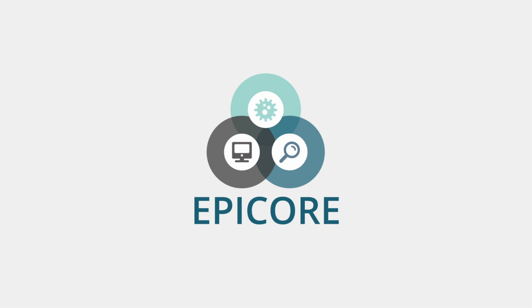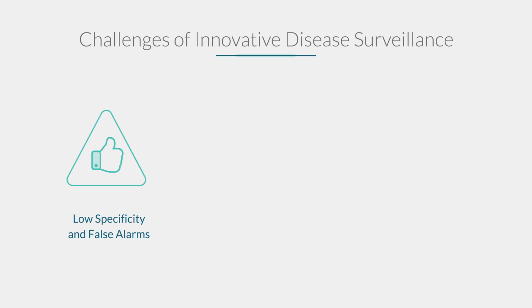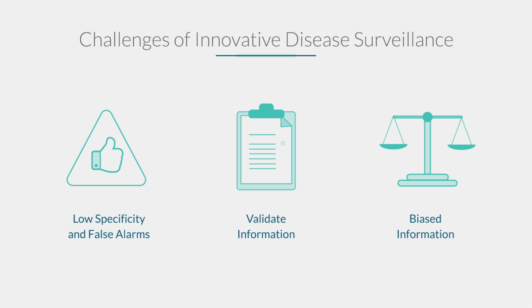The EpiCore platform, which you will have an opportunity to learn more about in the second video, will enable you to do this. As you saw in the case studies, innovative surveillance can be a valuable tool, but it's not without its challenges. Some challenges of innovative disease surveillance include low specificity and false alarms, as there are likely to be reports about events of no risk to public health, potential inaccuracy, and as such, the need to validate the information received. Sources may present biased information for secondary gains.